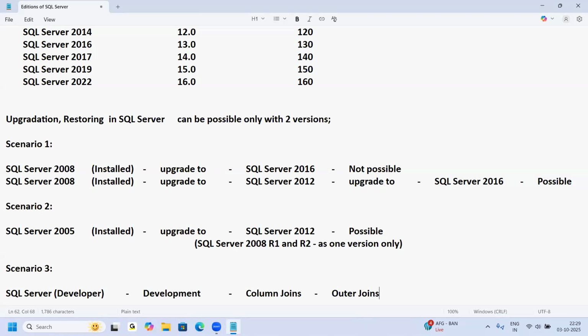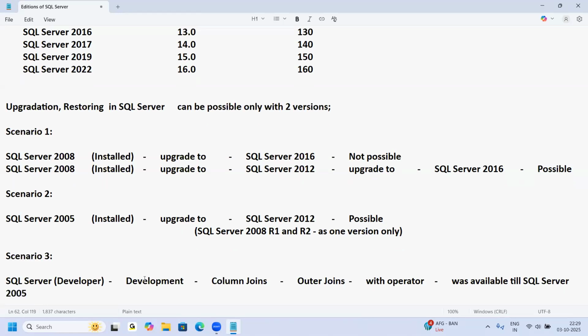And the two outer joins I'm talking about, with an operator. Was it possible? 100%, it was available. I'm talking about the operator, listen carefully, please. My concern is the operator. It was available until SQL Server 2005.